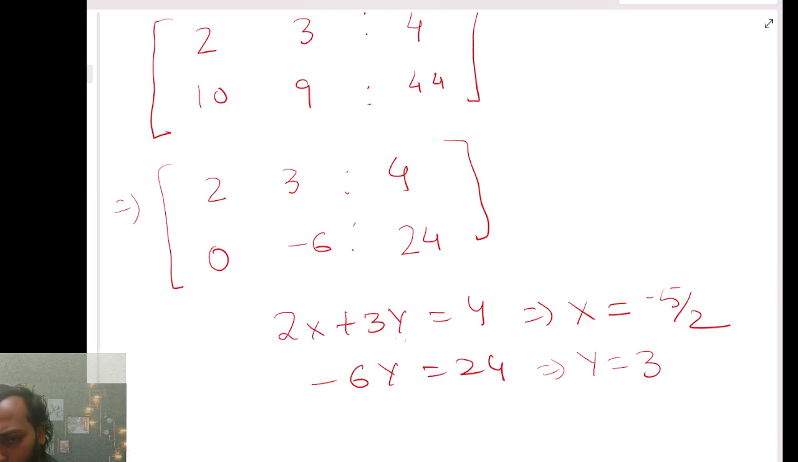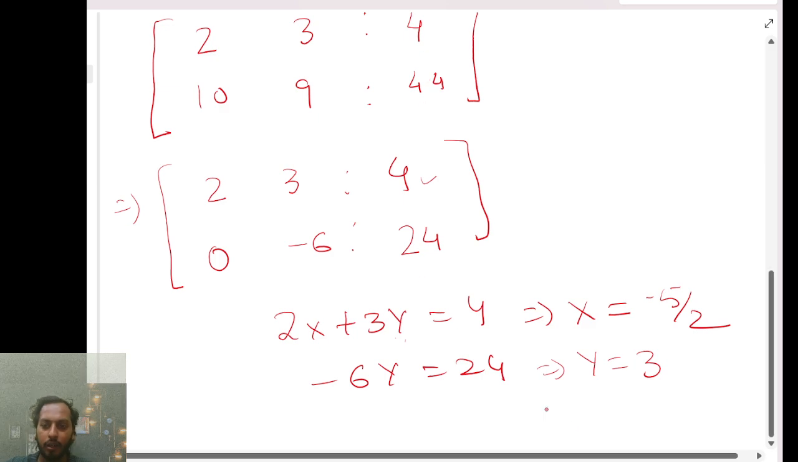4 minus 9 minus 5 minus 5 by 2. That's all. Is it okay? So that's what. If you change the right hand side to 444, my solution will change.